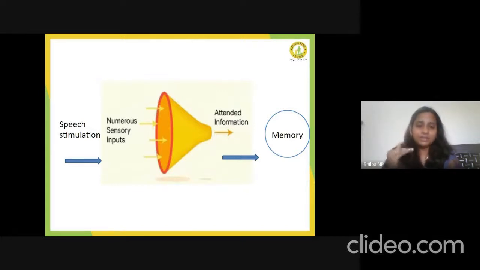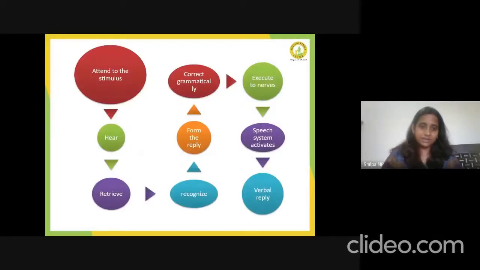But my brain decides to give attention to one particular stimulus. That is, somebody asks me, how are you doing? So that particular stimulus is coming along with a lot of different stimuli. So my brain should be able to, that first step we were talking about right here, attend to the stimulus. How does that happen? This whole step, this is what we are looking at.